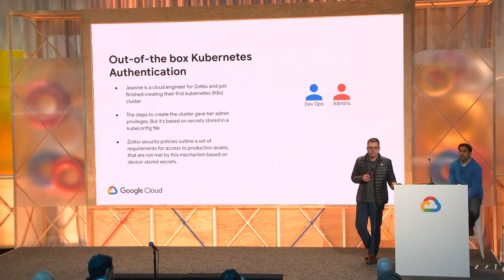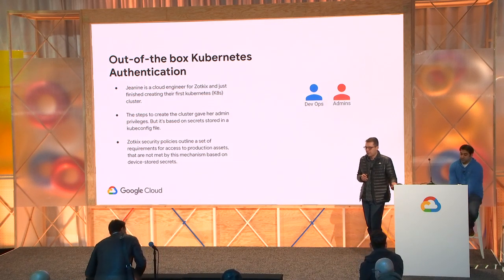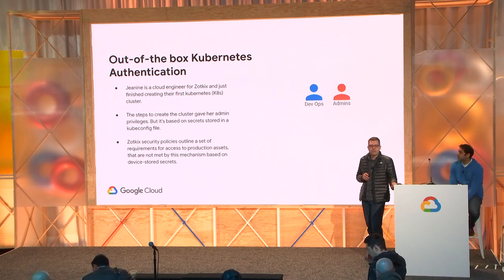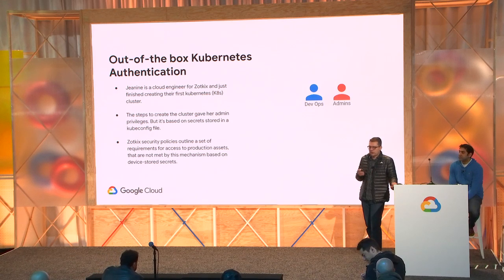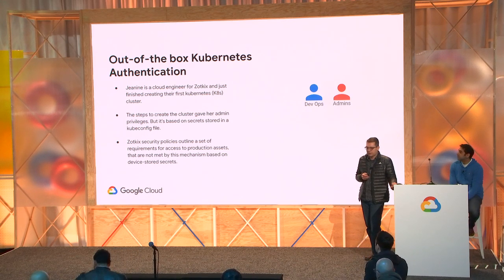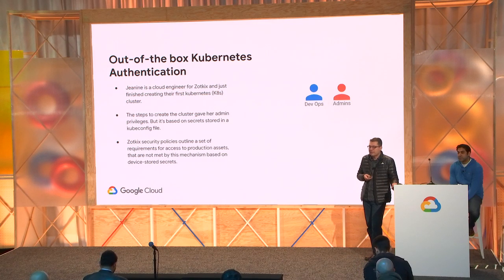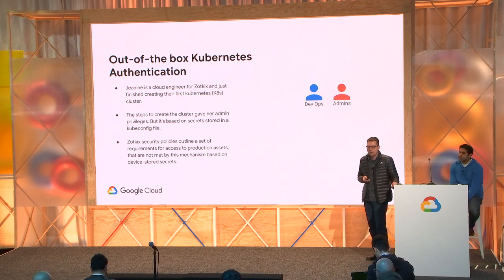So in this scenario that we're going to look into here, we have Janine as a cloud engineer, and she works for a company called Zotkicks. She just finished creating their first Kubernetes cluster. As Janine went through the steps to create the cluster, those steps gave her admin privilege, which is natural because she just created the cluster. But it's based on secrets that are stored in a kubeconfig file, typically. That's the outcome of creating a Kubernetes cluster through most of the procedures.